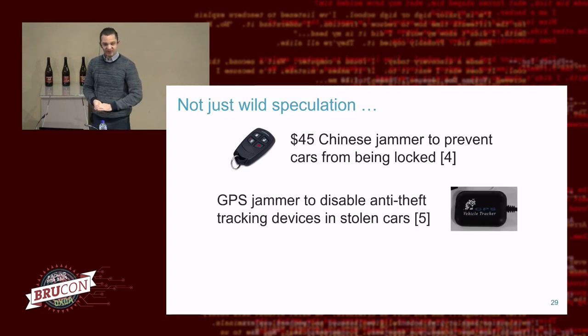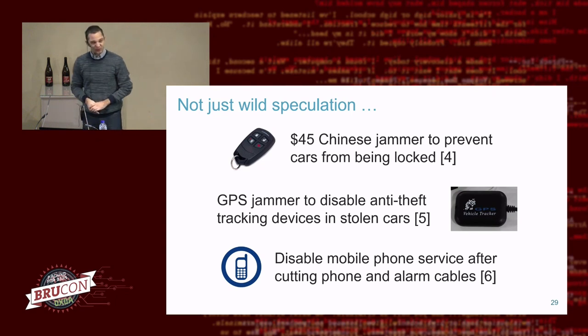Now, it can go beyond this. Sometimes these cars also have an anti-theft system, for example, a GPS that tracks their location. And here we also see that in practice, sometimes thieves try to jam these GPS signals or the data communication in order to defeat these anti-theft systems. And the last example, I think, is the most extreme one.